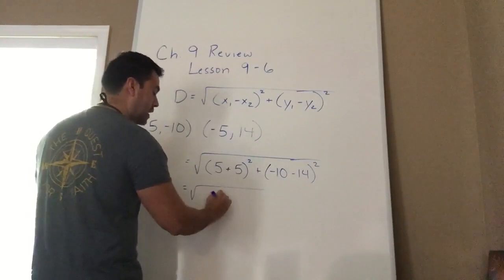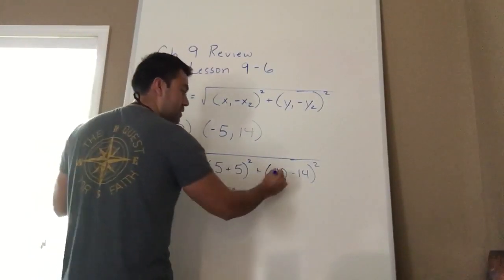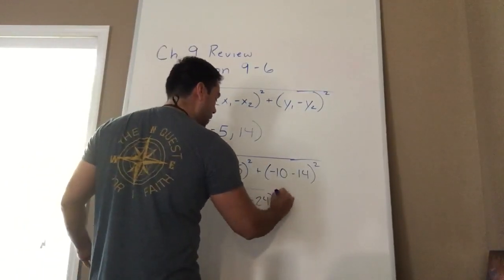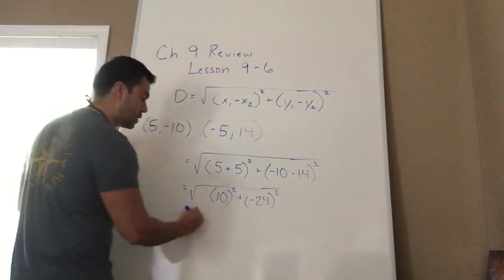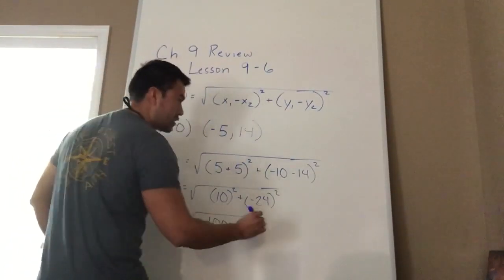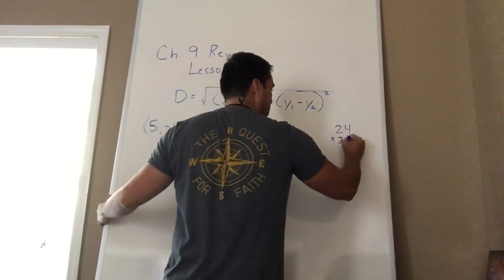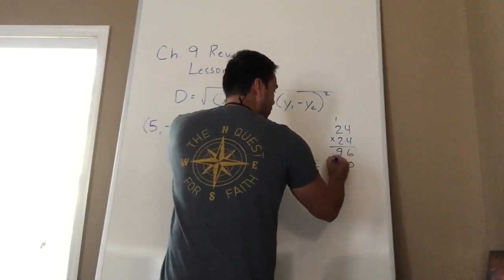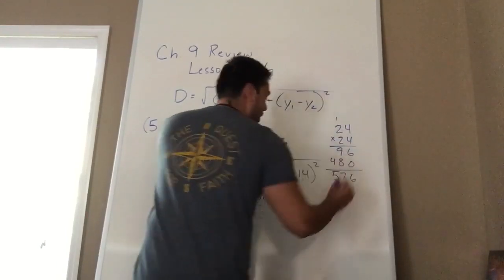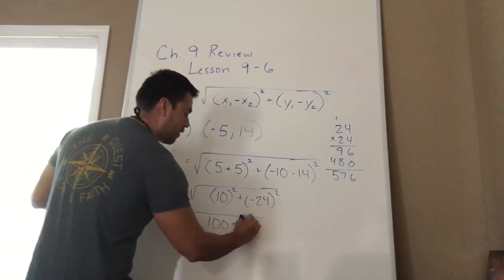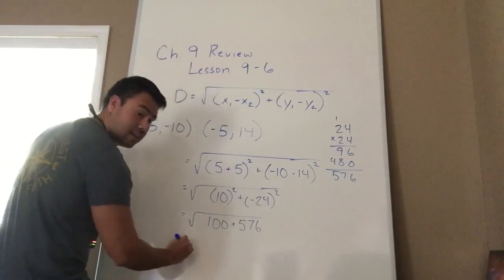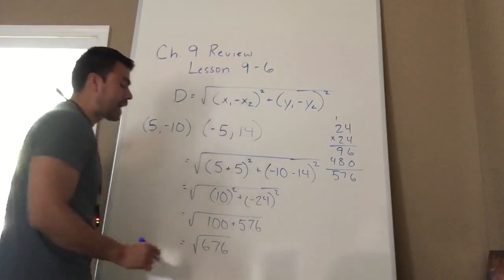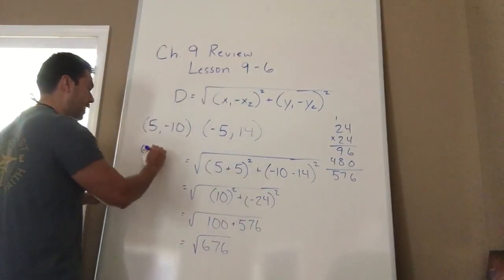5 plus 5 is 10. So I have 10 squared plus -10 minus 14 is -24 squared. All right, so then I have to simplify these two. I get 100, and then 24 squared is 24 times 24. So we'll work this out. 576 plus 576. So I get square root of 676. Okay, but then I have to break that apart, and I'll do that here.